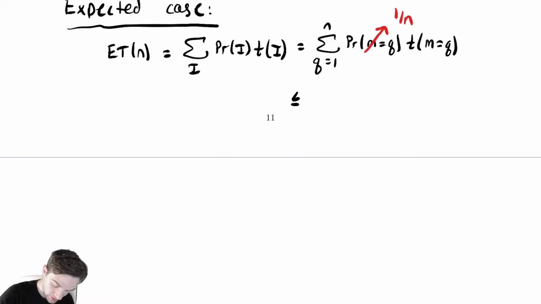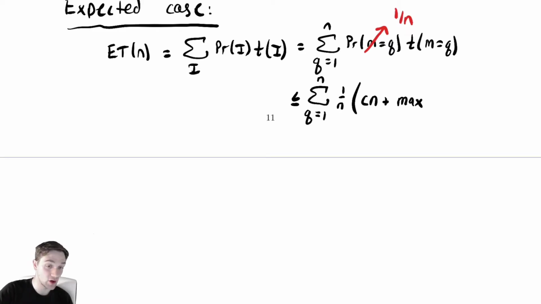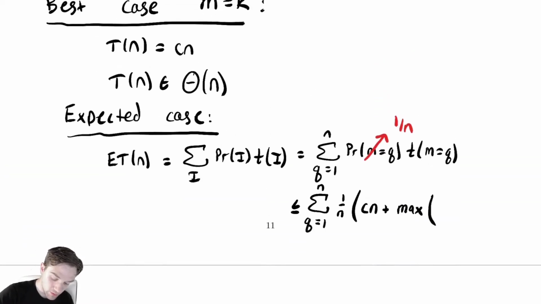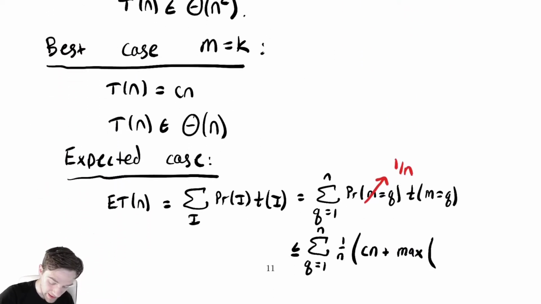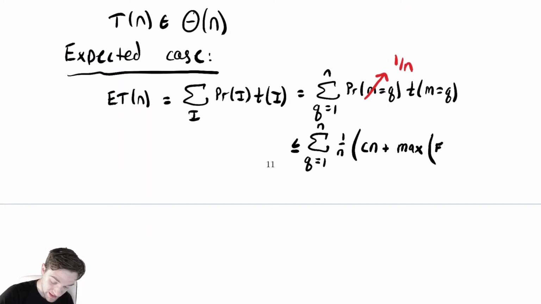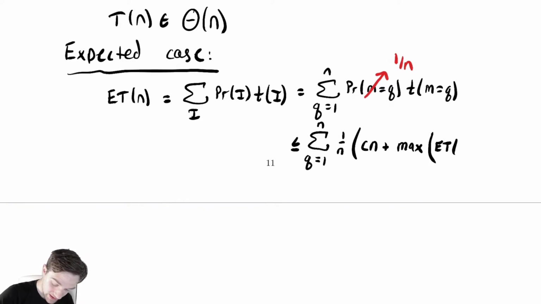So we do less than or equal to the sum from q equals 1 to n of 1 over n times cn plus the max of the two different recursive calls that we could be making. Somewhere we wrote what they were. They are m minus 1 and n minus m, but we're imagining that m is equal to q, so we do the expected time of q minus 1.